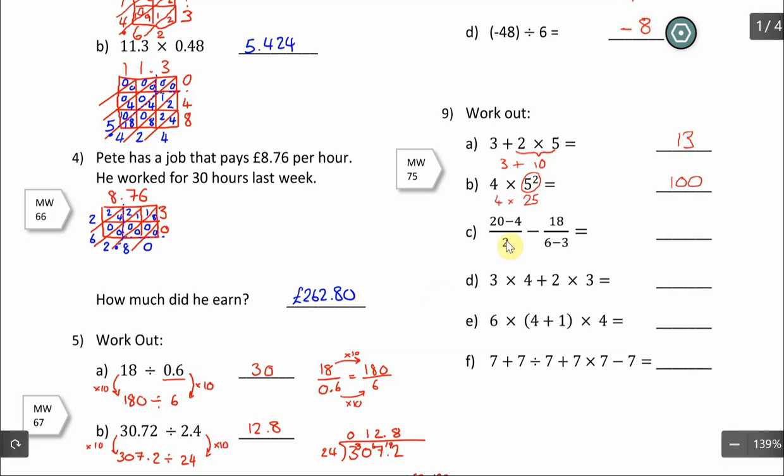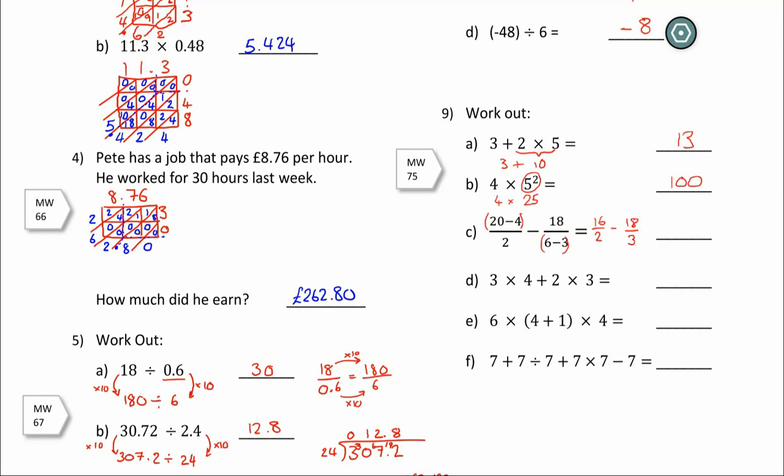On the next one, we have some division going on, but we have this divide line underneath several things. And on this one, we've got several things underneath the divide line. So that's effectively like having brackets around those things. So we're actually going to do those first. 20 minus 4 would give us 16. So we've got 16 over 2 there. And 6 minus 3 would give us 3. So we've got 18 over 3 there.